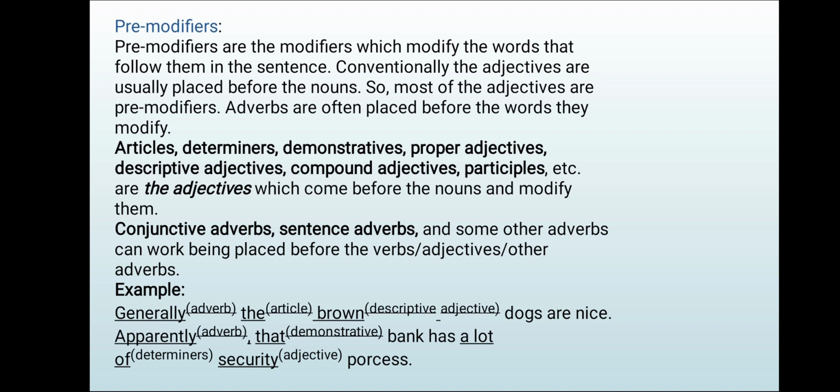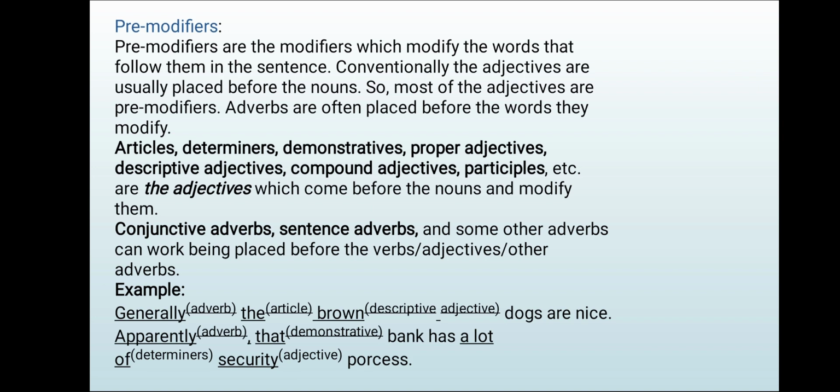Adverbs are often placed before the words they modify. Articles, determiners, demonstratives, proper adjectives, descriptive adjectives, compound adjectives, participles, etc. are the adjectives which come before the nouns and modify them. Conjunctive adverbs, sentence adverbs, and some other adverbs can work by being placed before the verbs, adjectives, or other adverbs.